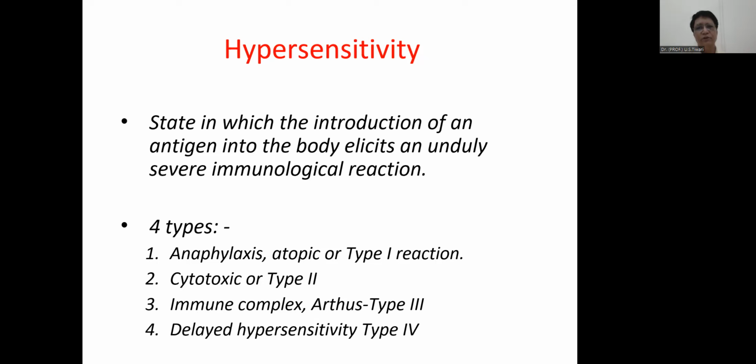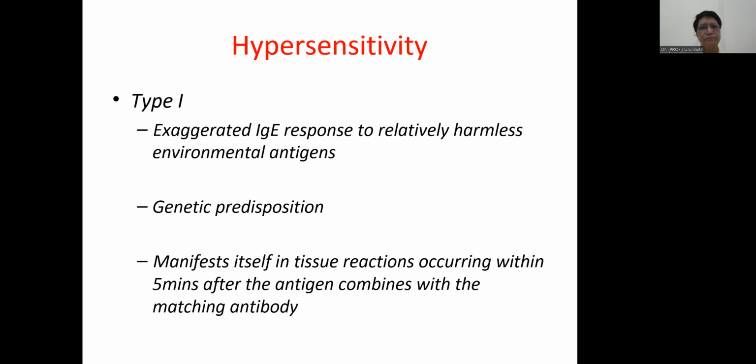Hypersensitivity is a state in which the introduction of an antigen into the body elicits an unduly severe immunological reaction. An unduly severe reaction can occur in four types or four forms. Anaphylaxis or atopy, or type 1 reaction, as we commonly call it. The second can be cytotoxic or type 2 response. Third, there can be immune complex formation, that is Arthus type 3 reaction. And the fourth one is a delayed hypersensitivity reaction. We call it type 4. So these are the four types of responses that we get as a hypersensitivity response.